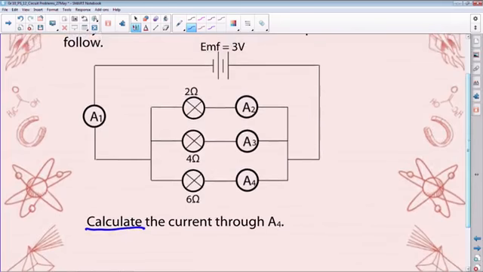So let's say the current that goes through A4, let's say this is the 6 ohm resistor, A4 is equal to the voltage divided by the resistance. This is the V total in this case. We'll say this resistor of 6 ohms, right? So the current through 6 ohms will be through this resistor, which is 6 ohms.